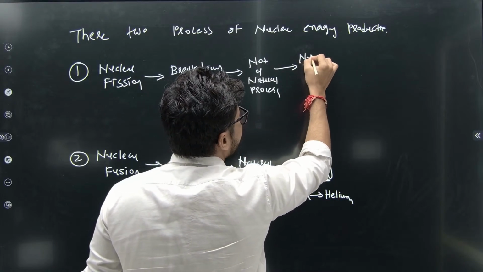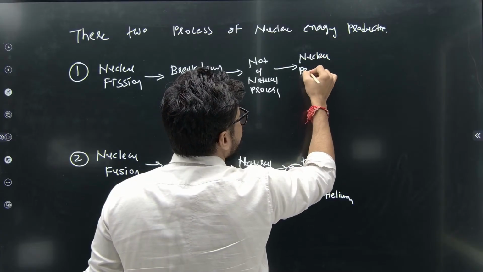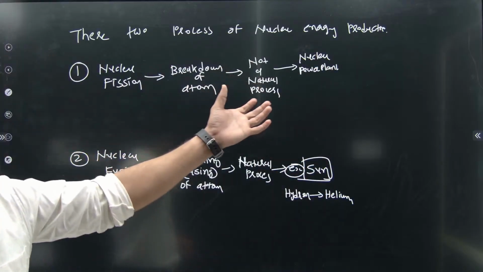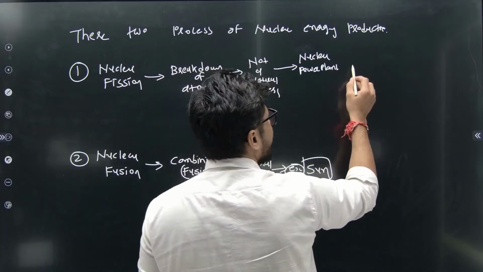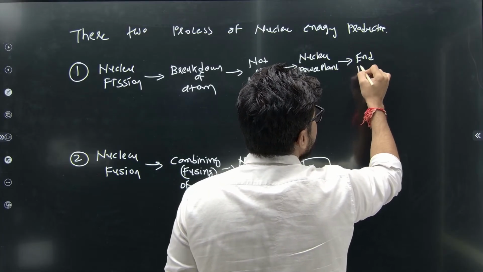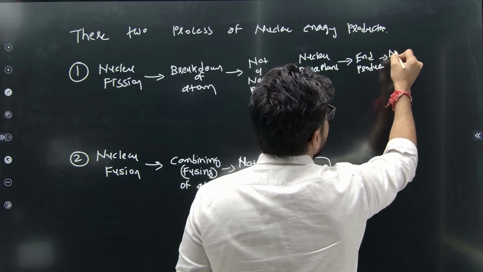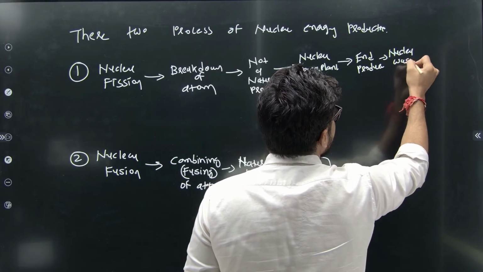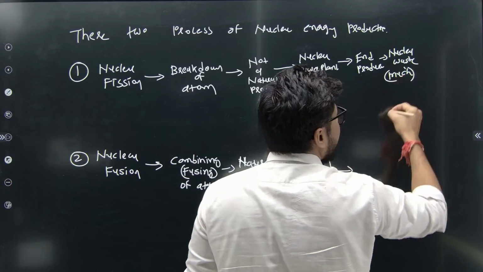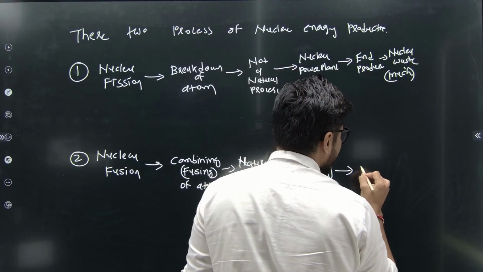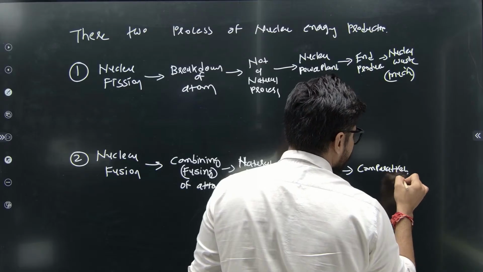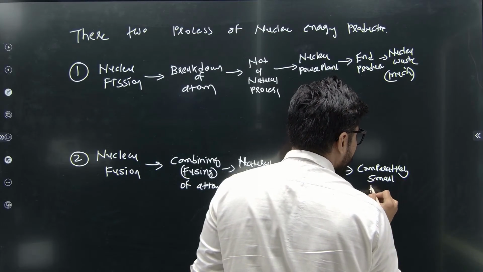Nuclear power plants work on the principle of nuclear fission. The end product is nuclear waste. In fusion, the end product is comparatively smaller, a smaller quantity.